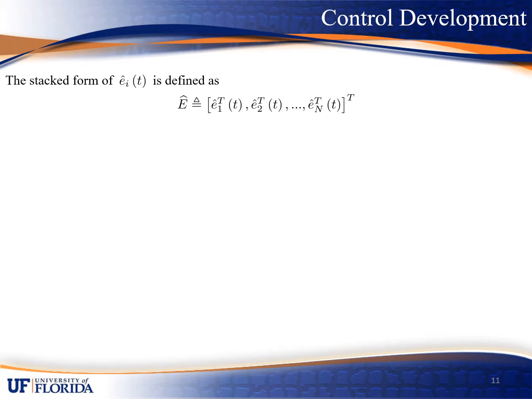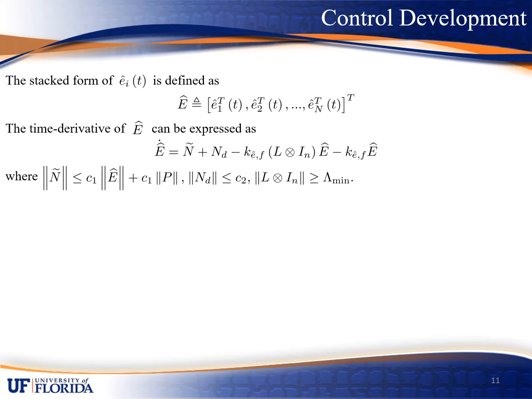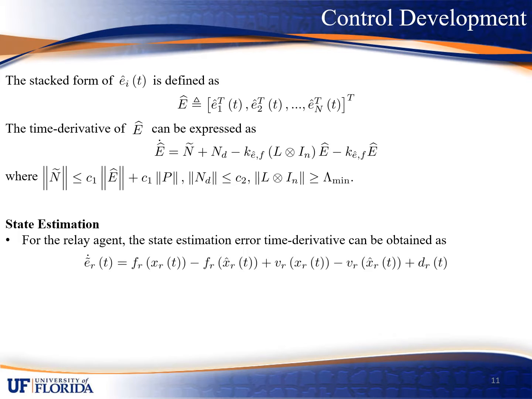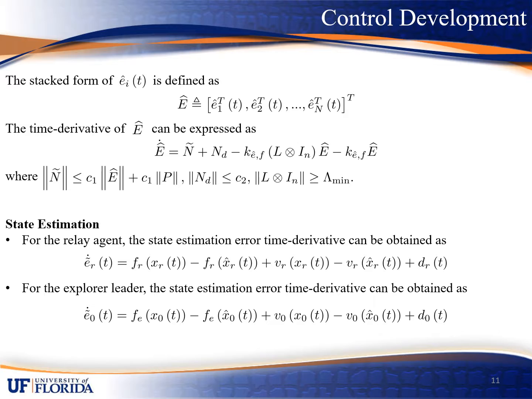We define capital E hat as the stack form of the estimate error of agent i. Then we take the time derivative of capital E hat and obtain E hat dot. All these signals can be upper bounded. The details can be found in the paper. For the state estimation errors, we use ER tilde dot and E0 tilde dot to represent the time derivative of the state estimation errors for the relay agent and explorer leader respectively. The ER tilde dot and E0 tilde dot will be used in the subsequent stability analysis to find the corresponding dwell time conditions.